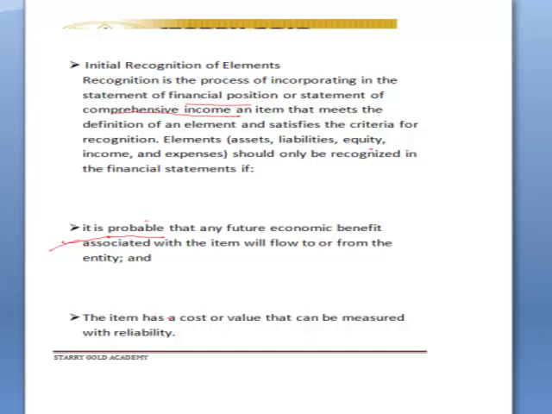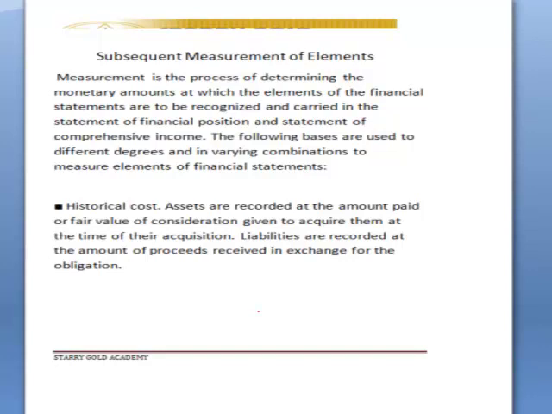Number two, the item has a cost or a value that can be measured with reliability. It must be measured with reliability. That's the second condition. Then after which, subsequent measurement of an item, an element of asset, liabilities, income or expenses. What will be the subsequent measurement?